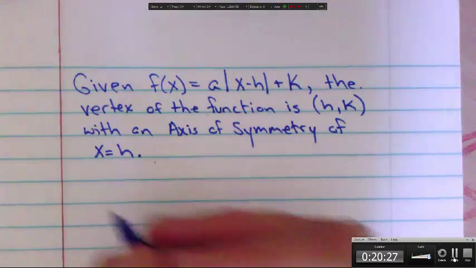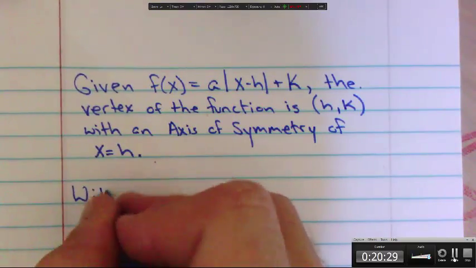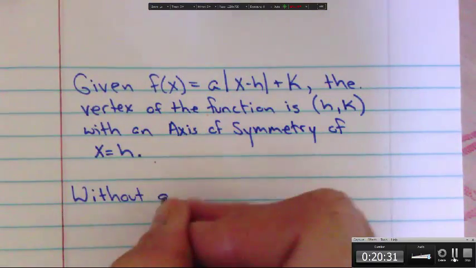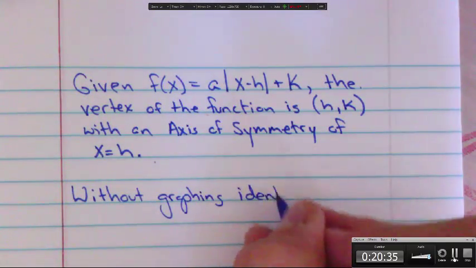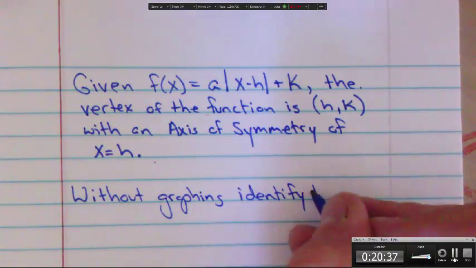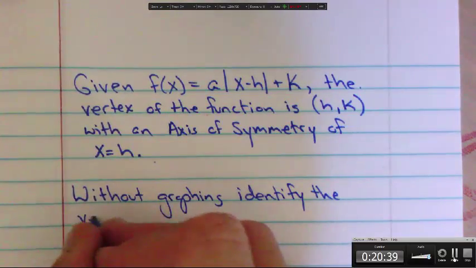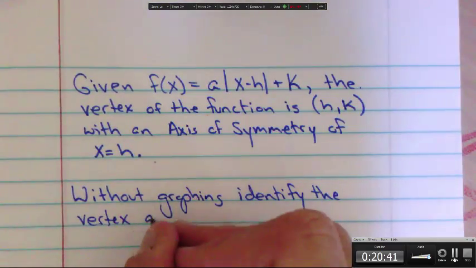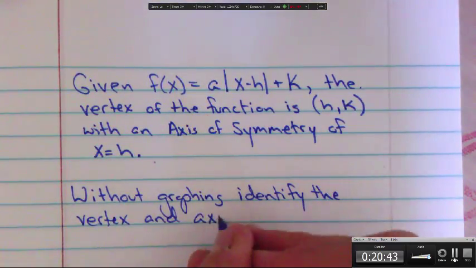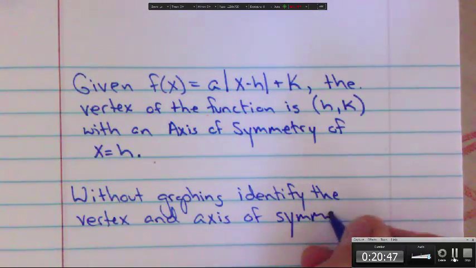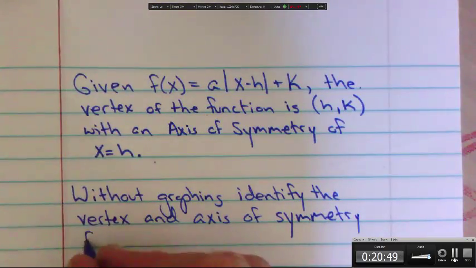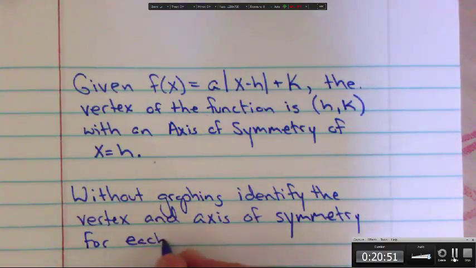Now with that said, without graphing, identify the vertex and axis of symmetry for each.